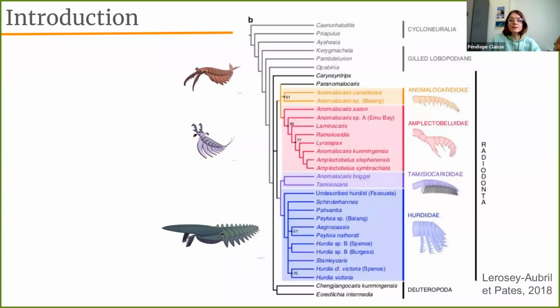Here on this slide, you have one of the latest phylogenies published when I was doing my internship. As you can see, inside Radiodonta there are 4 different families, namely Anomalocarididae, Amplectobelidae, Tamisiocaridinae, and Hurdiidae. These 4 families were defined thanks to the shape of the frontal appendages. But according to what I just said, there is now debate among specialists about whether we should continue using this organ or not.